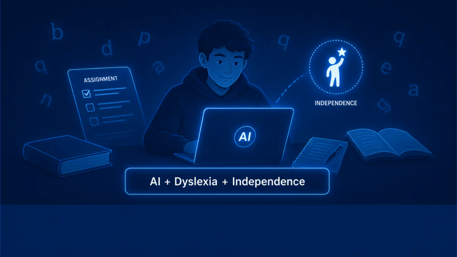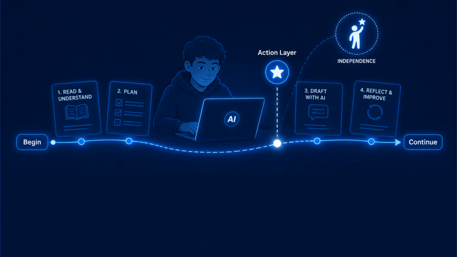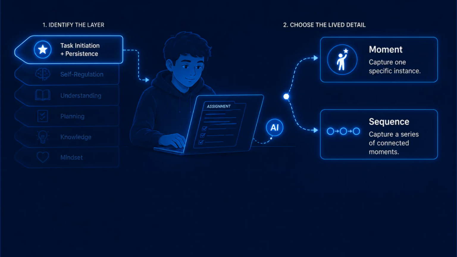Let's return to the AI and dyslexia example. Central research question: How do learners with dyslexia experience independence when using AI tools during academic tasks? One interview sub-question was, how do learners describe beginning and continuing academic tasks when AI support is available? This sub-question focuses on the action layer. It asks what independence looks like in practice. Step 1. Identify the layer. The layer is task initiation and persistence. Step 2. Decide the lived detail needed. For this layer, you need a moment or sequence where the learner begins or continues academic work.